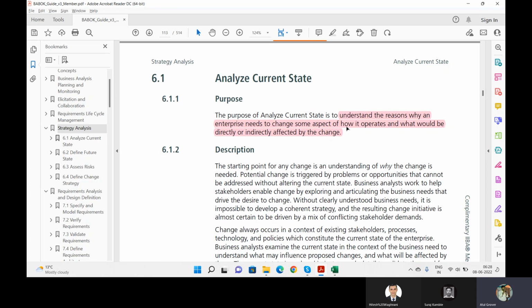Kyonki jab tak why nahi hota na, tab tak kuch nahi hota duniya mein. Why do you want to travel from X place to Y place? And due to this why, they built train, car, bike, cycle, skates, helicopter, aeroplane, ship, everything they did with the why. Why do you need this? That is the current state part. So what the description says: starting point of any change is understanding why the change is needed.